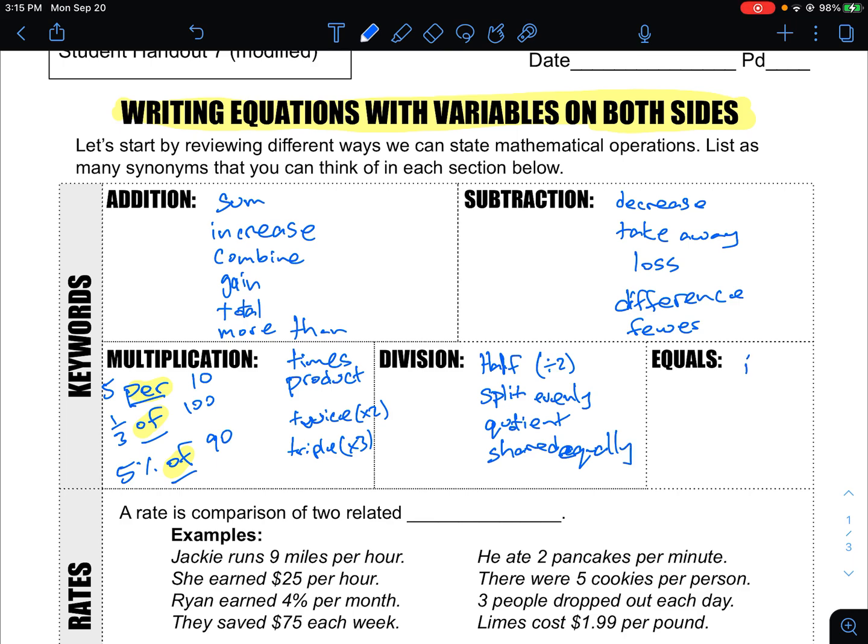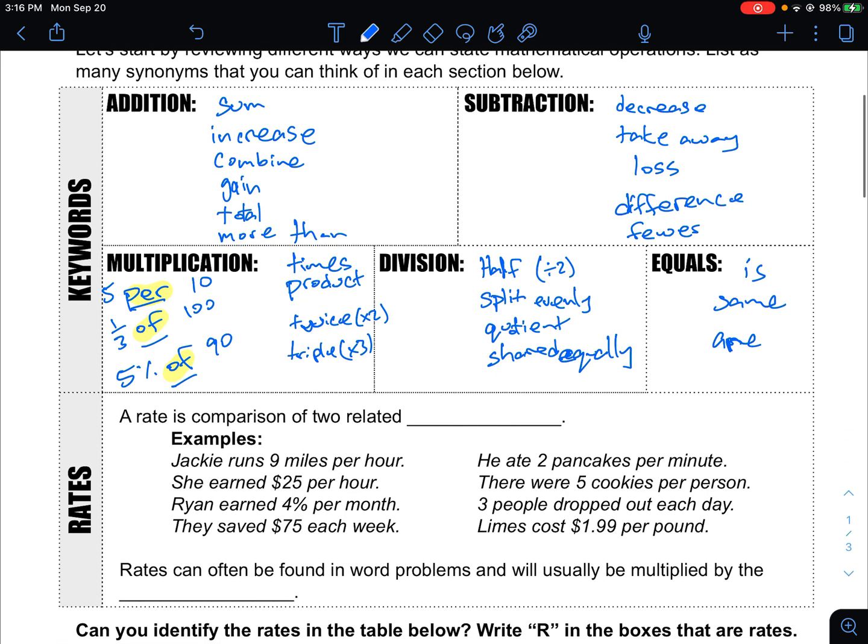Equals, the word is, like 1 + 1 is 2. That's 1 + 1 equal sign 2. Same. This is the same as that, or are. Sometimes you'll see the word are, which can be replaced by the equal sign. These are the same.